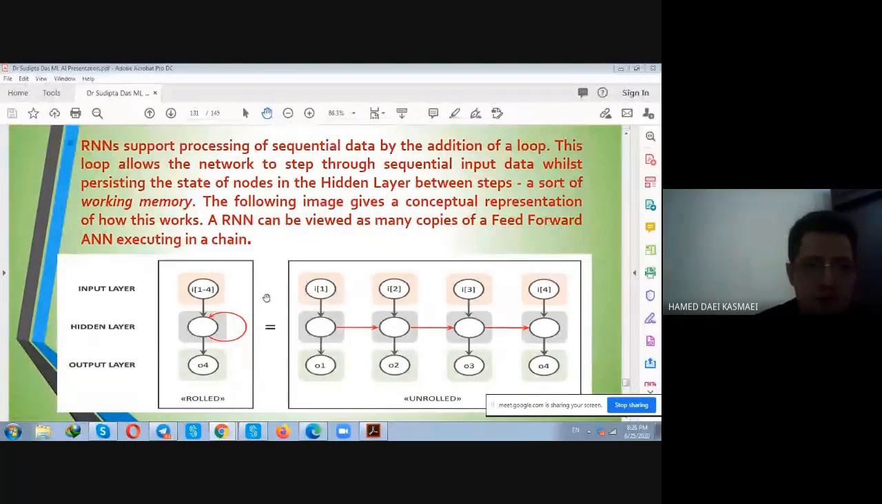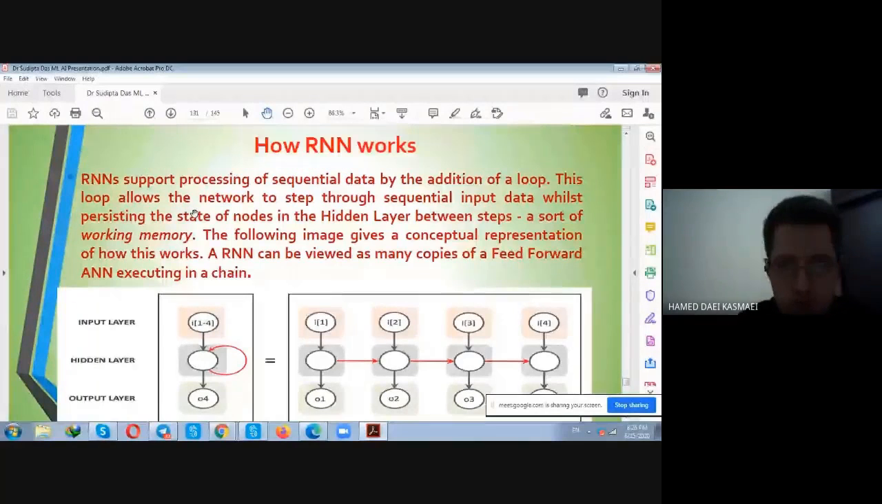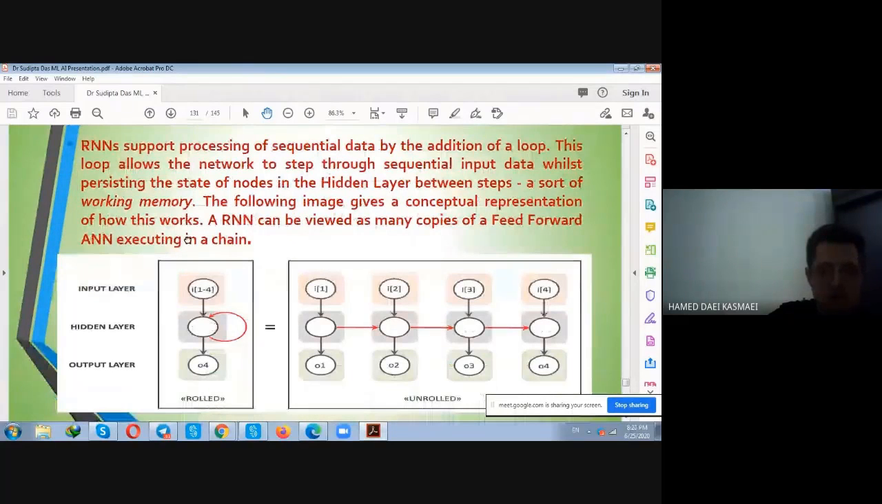So RNN supports processing of sequential data by addition of a loop. This loop allows the network to step through sequential input data whilst persisting the state of nodes in the hidden layer between the steps, a sort of working memory. The following image gives a conceptual presentation of how this works. RNN can be viewed as many copies of a feed-forward ANN executing in a chain. You will see it's like a chain, but it's not exactly like this. Okay, you will see the difference here.